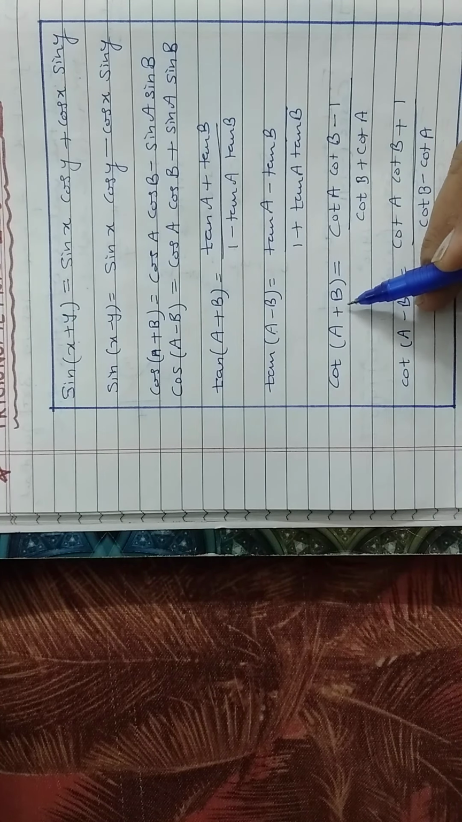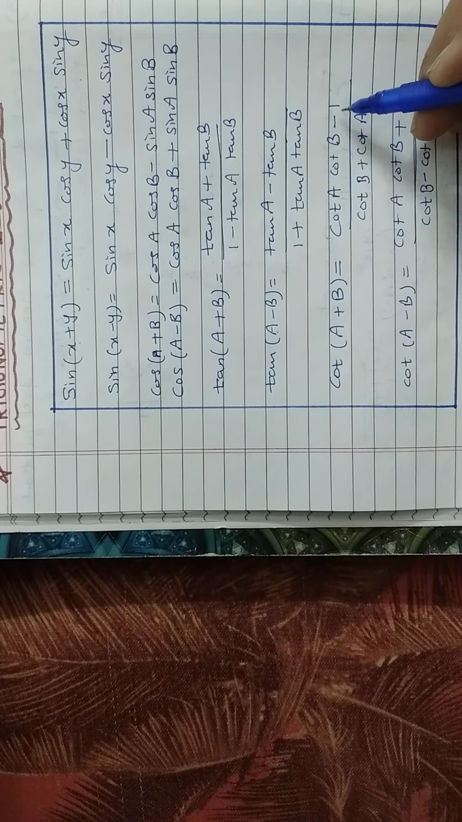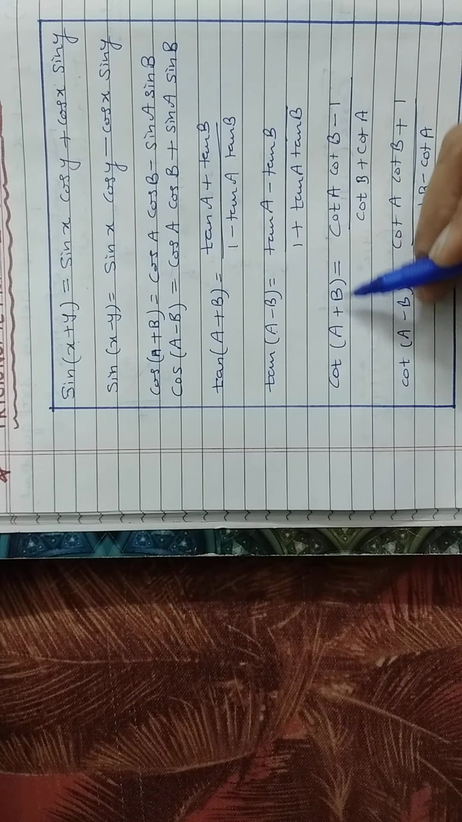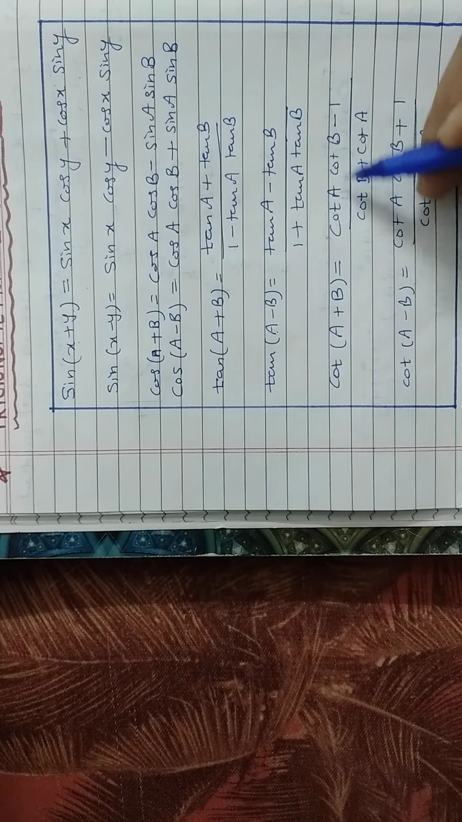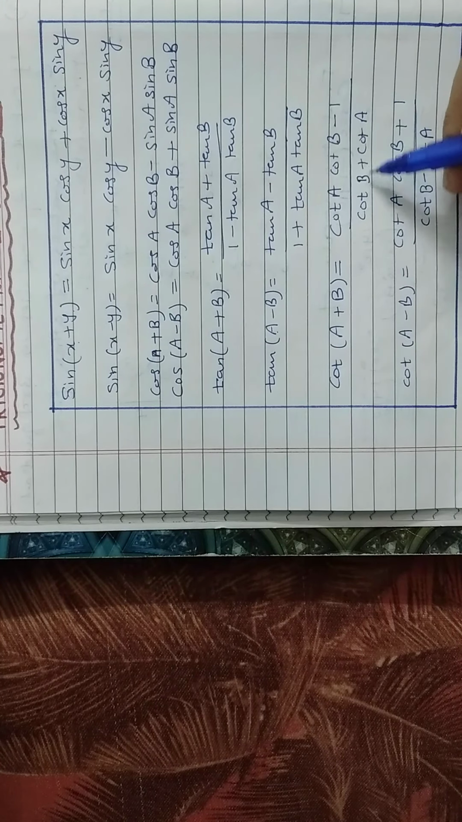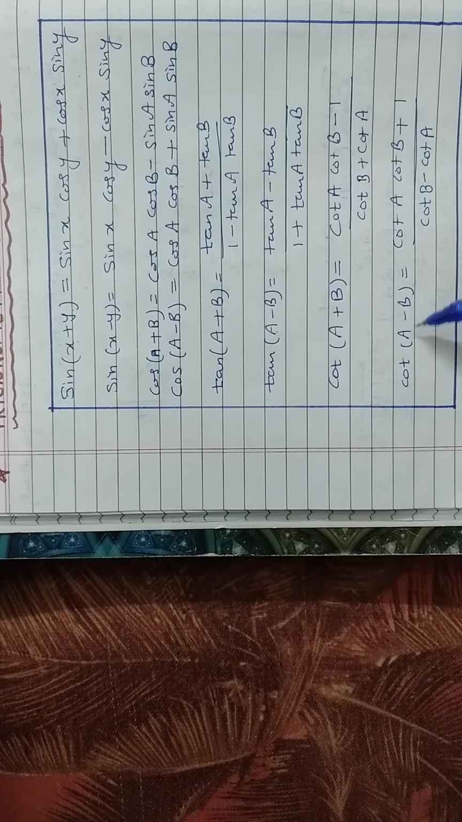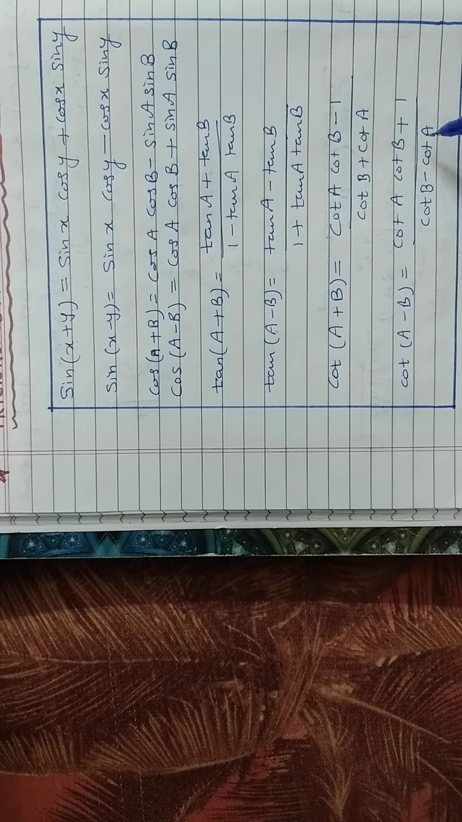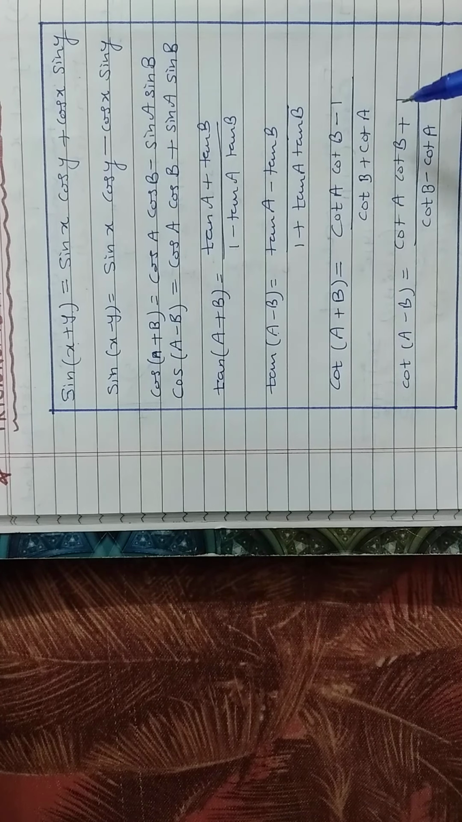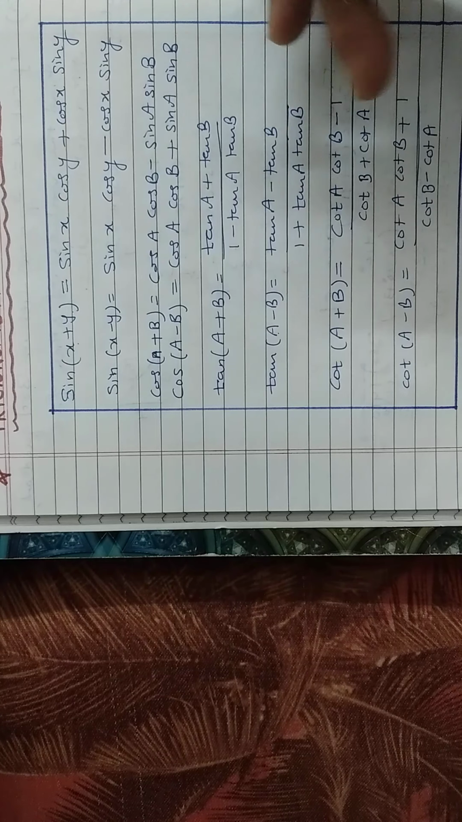Next is cot(a+b). It will be cot a cot b minus 1. Again, symbol is reversed. If it is plus here, in numerator it is minus. So cot a cot b minus 1 over cot b plus cot a. And if it is cot(a-b), it will be cot a cot b plus 1 over cot b minus cot a. Children, you have to remember these identities.